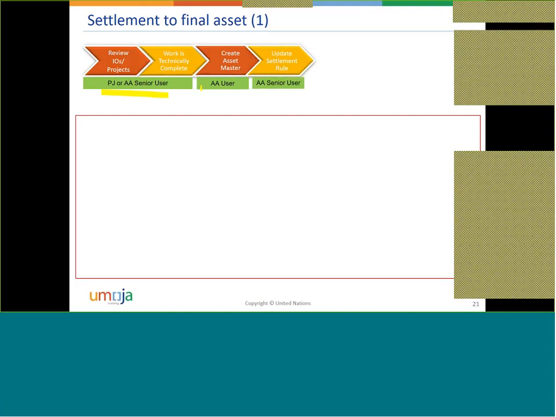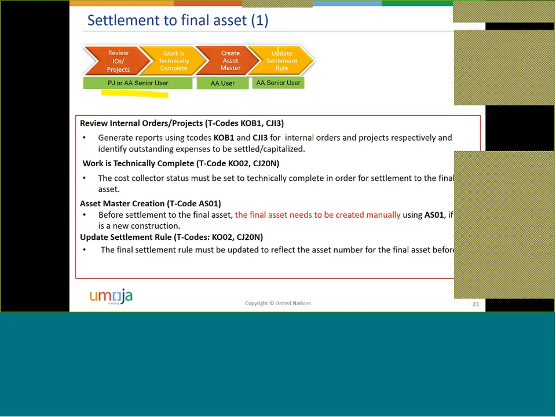Then there is a step called update of settlement rule that we will see once we are all together with hands on the system. But for you to get an idea, update of settlement rule is related to the previous step. Since now we have a new asset that is manually created, in this step we tell the system that there is a new asset that is going to be the final asset. So when the system settles the cost, it will settle to the asset that has been created manually.